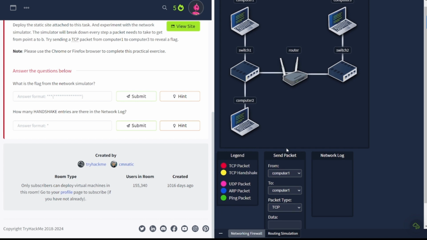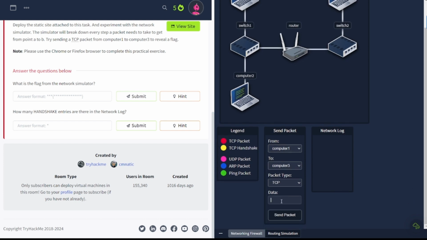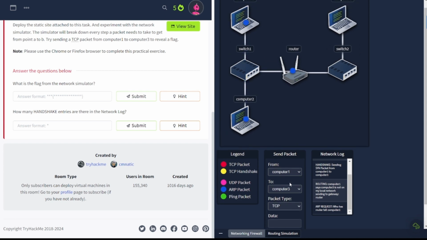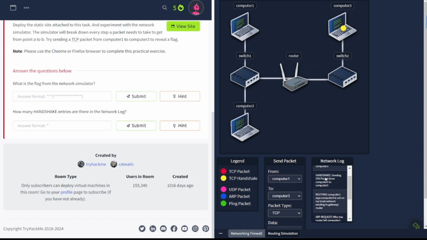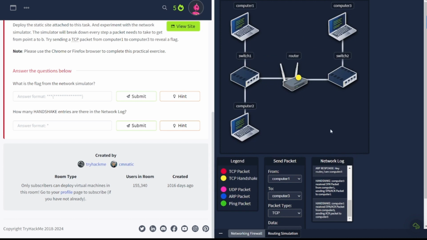All right, so point A to point B, right? So we need to get over to, let's change this first. Let's change it to, I guess, computer 3 here. Send packet. All right. And you can see the network log stuff here. So that's pretty cool. Like it says, it guides you through everything that it's doing here, right? Just check out the network logs. Talks about three-way handshakes, stuff like that.